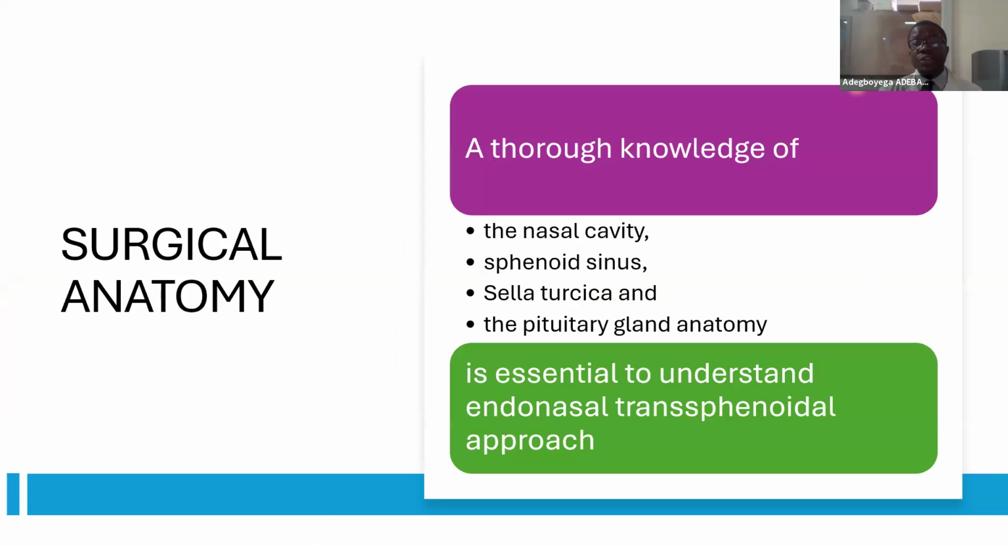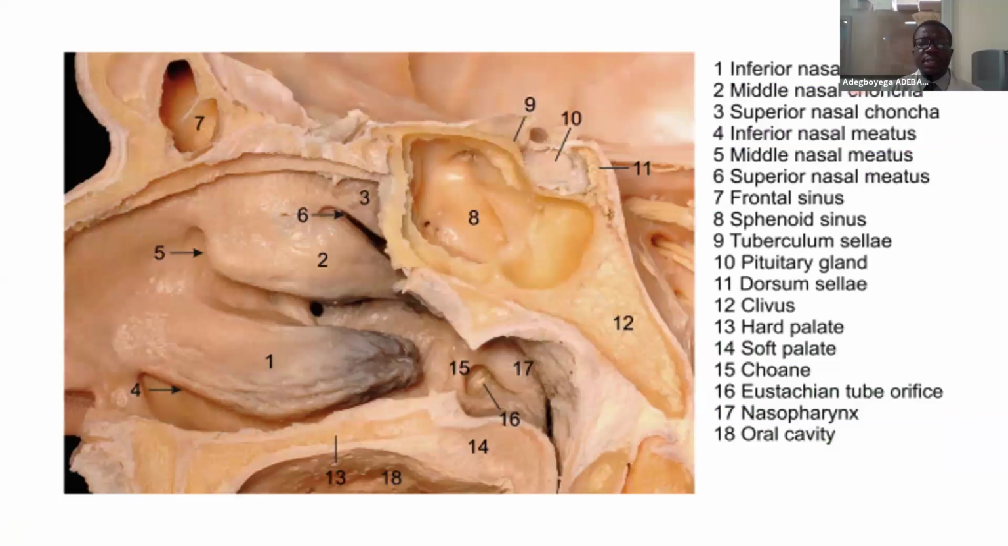A thorough knowledge of the surgical anatomy of the routes through which the surgeon will transit before getting to the lesion, the sellar region, is very important to be able to carry out this surgery with success. Nasal cavity anatomy, sphenoid sinus anatomy, the sellar, and the pituitary gland anatomy itself.